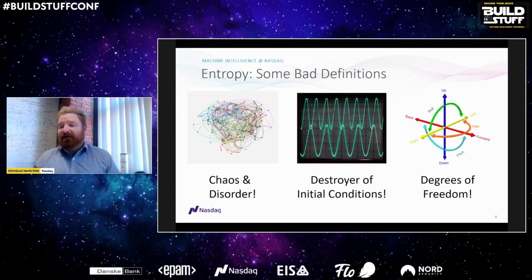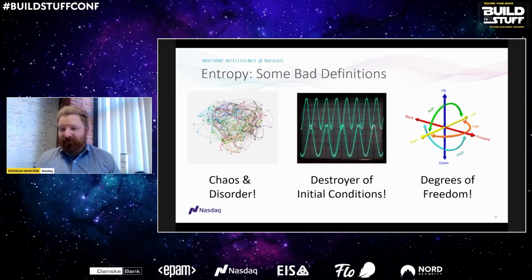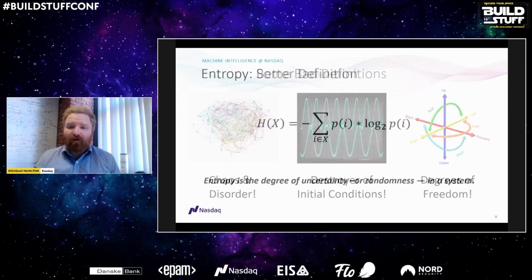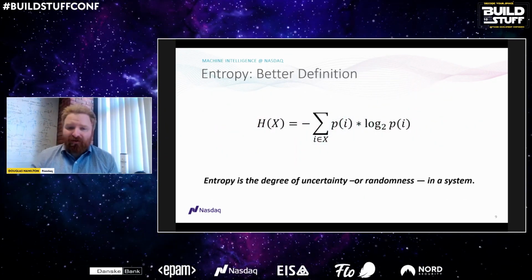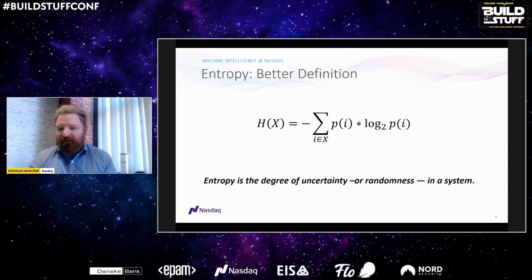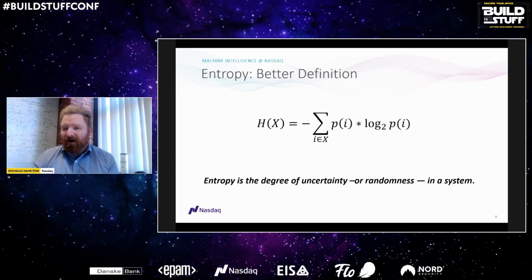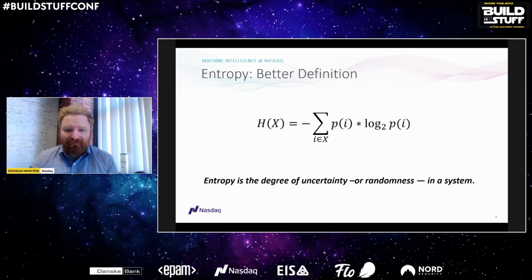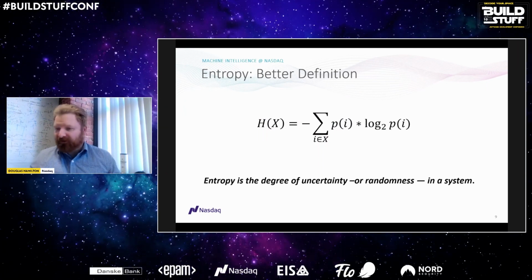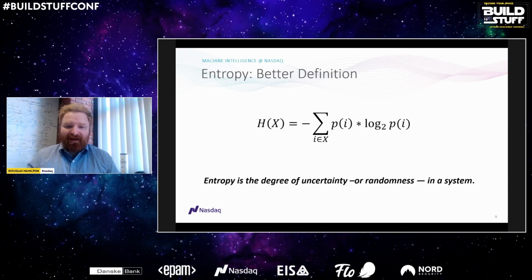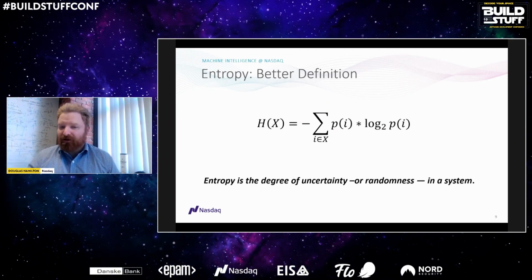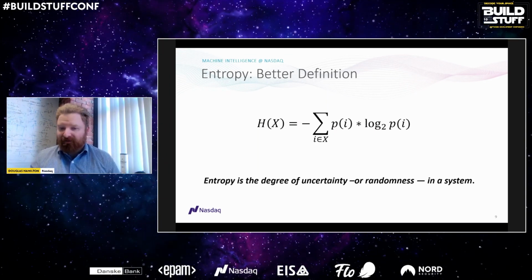So this is really the first great triumph of information theory that we'll discuss, which is a good definition for entropy. Entropy is, at its core, the sum of the probability of all events times the log of the probability of those events. Now, we'll dissect this a little more in a moment, but the key takeaway here is that entropy is the degree of uncertainty or randomness in a system.